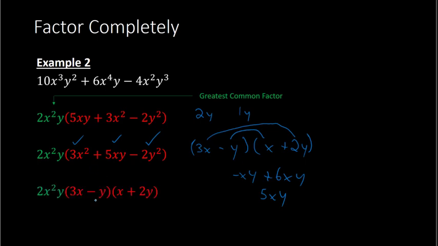So that will factor to be 3x minus y times x plus 2y. So that right there is the factored form of that trinomial above. And so this is as far as I can factor. So we have factored completely by pulling out the greatest common factor and then by factoring what was remaining.